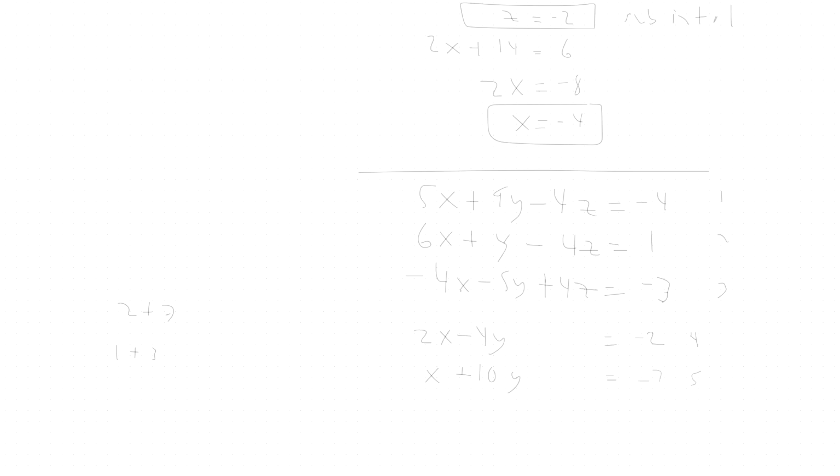Okay, so let's check that. 5 plus negative 4 is 1. 9 plus negative 5 is 4. Okay, this one's wrong. This coefficient's wrong. 9 plus negative 5 is positive 4. So what are we going to do now with 4 and 5?